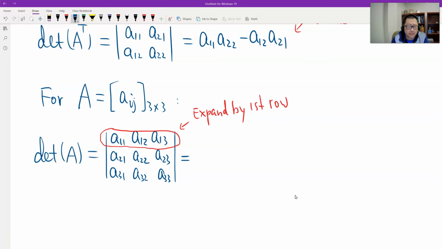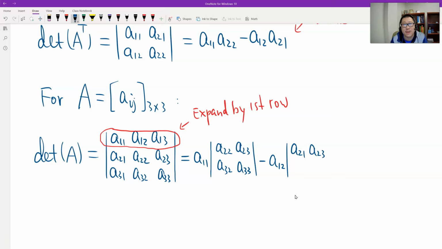So what do we have? A11 times C11, which is of course positive, so it is M11. I directly put here M11 as the determinant of A22, A23, A32, A33. The second term, A12, has a negative, because the cofactor has the sign negative 1 raised to the power 1 plus 2, so let me put a negative here, times the minor, which should be A21, A23, A31, A33. And then A13 is positive, so plus A13 times the minor, A21, A22, A31, A32. Okay, I just leave it there.